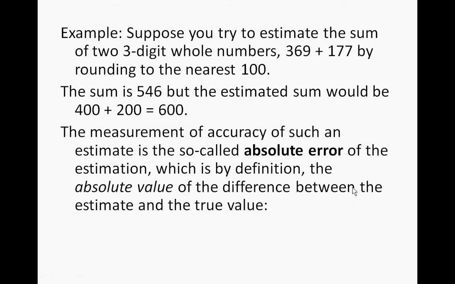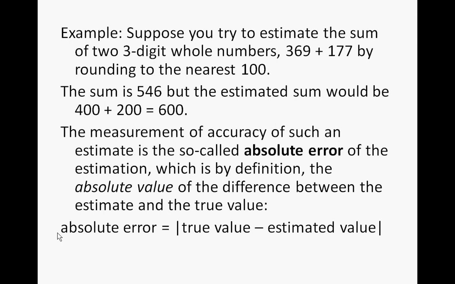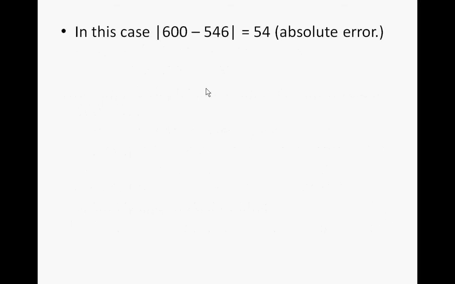Well, you can find out what your absolute error is, which is the absolute value of the difference between the estimated and the true value. So the absolute error, what is the difference, is the true value, which is the exact answer, minus the estimated value. So in this case, if we take the absolute value of 600, which was our estimate, minus the true value, which is 546, our error is 54.